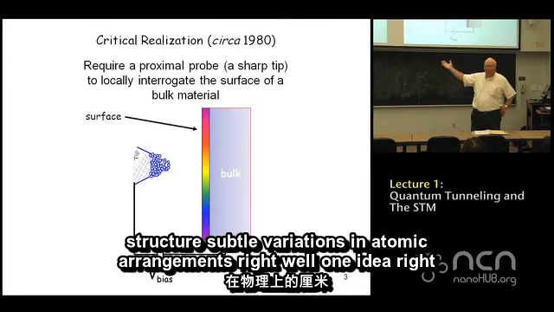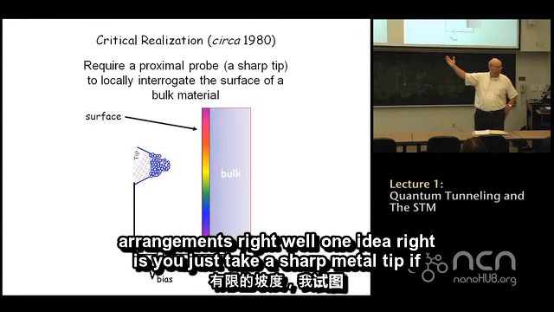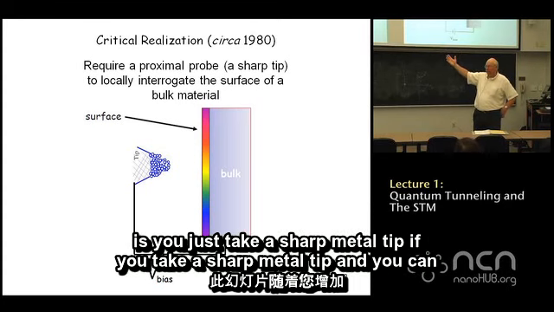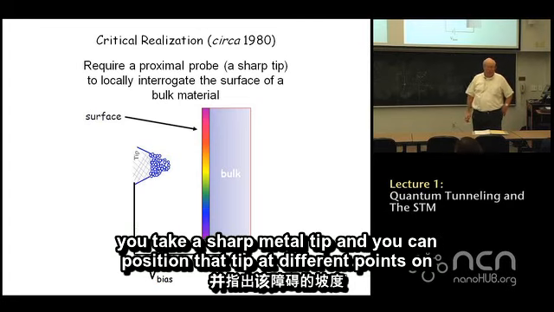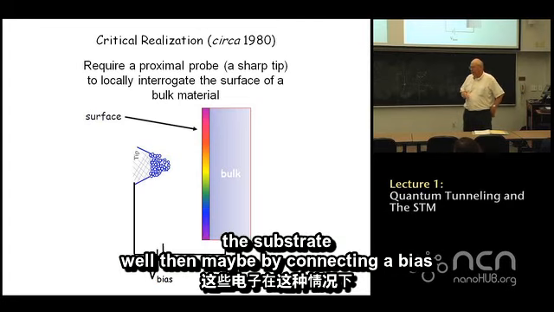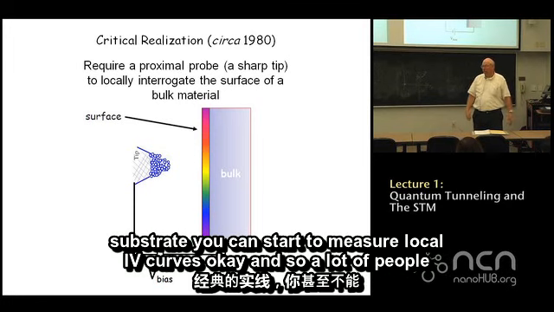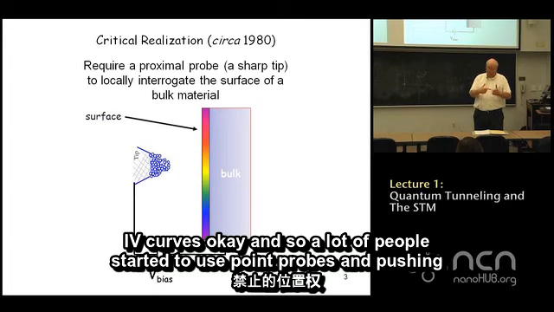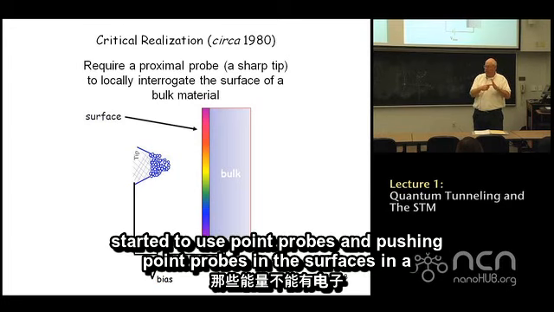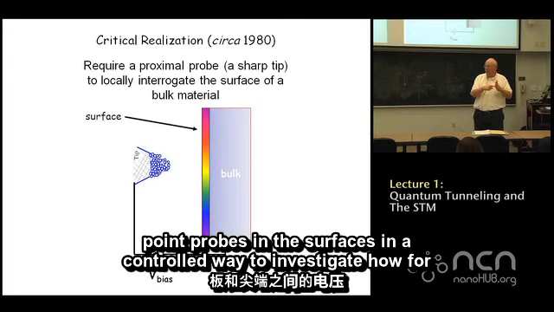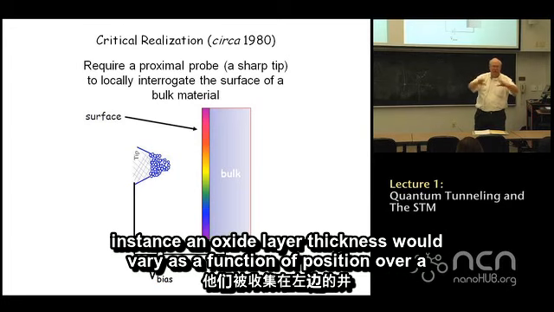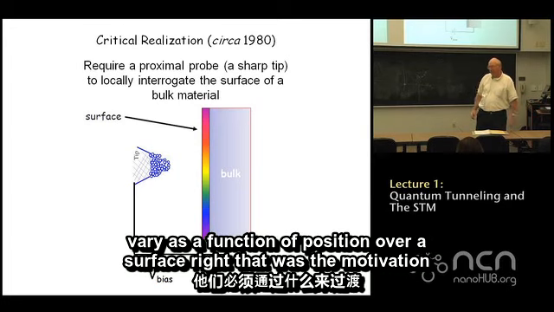Well, one idea is you just take a sharp metal tip. If you take a sharp metal tip and you can position that tip at different points on the substrate, well, then maybe by connecting a bias voltage between the tip and the substrate, you can start to measure local IV curves. Okay? And so a lot of people started to use point probes and pushing point probes into surfaces in a controlled way to investigate how, for instance, an oxide layer thickness would vary as a function of position over a surface, right? That was the motivation.